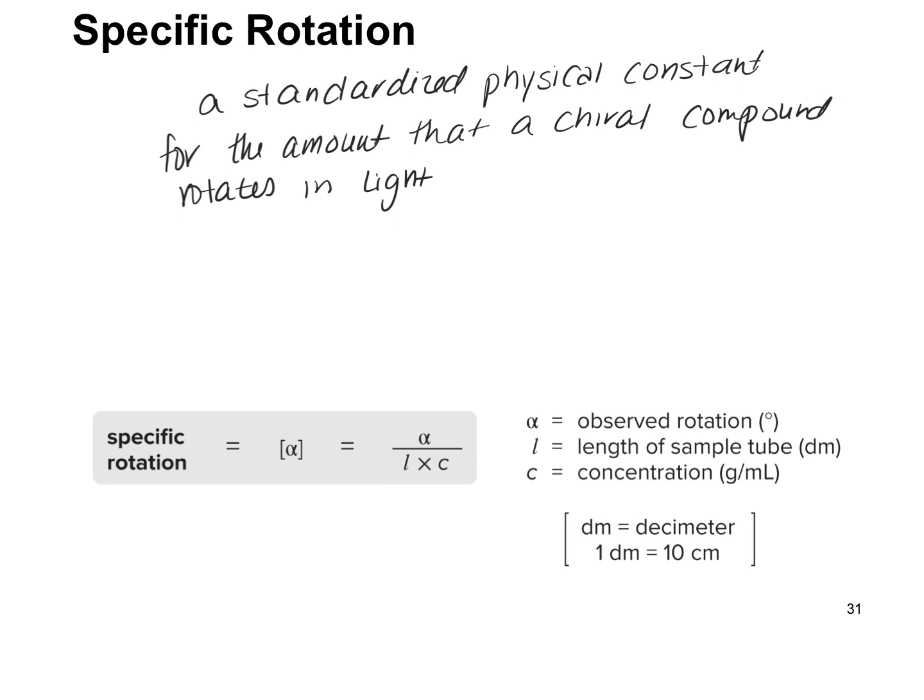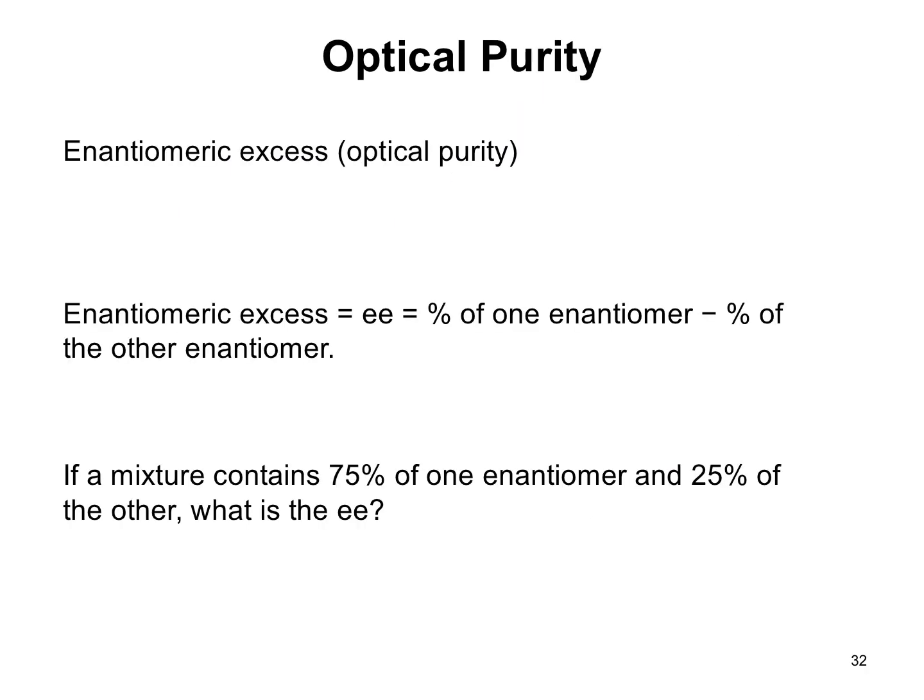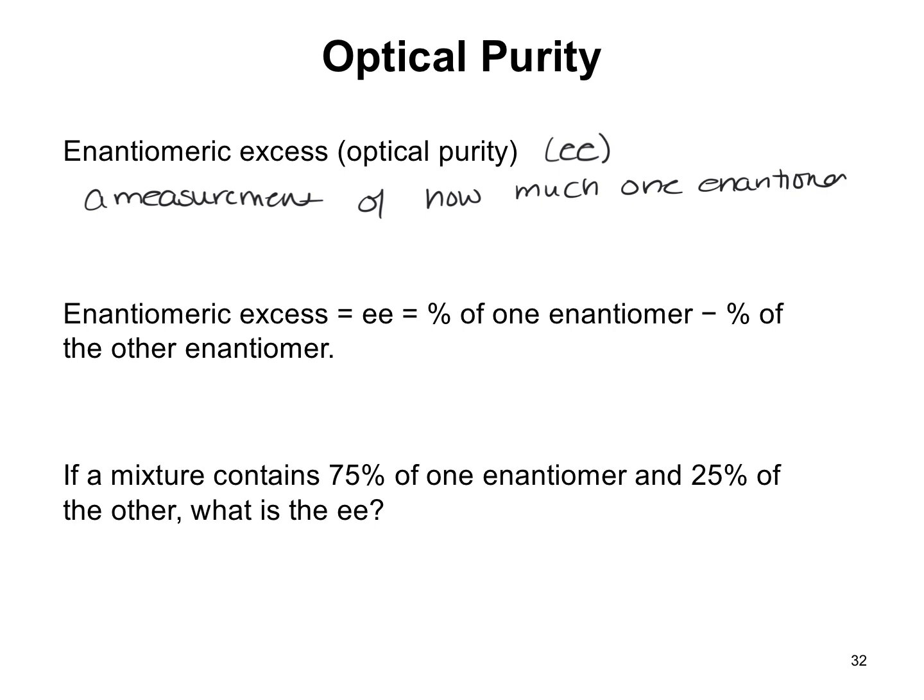Now, optical purity or enantiomeric excess, which can be represented also with the abbreviation EE, is just a measurement of how much one enantiomer is present in excess of the racemic mixture.